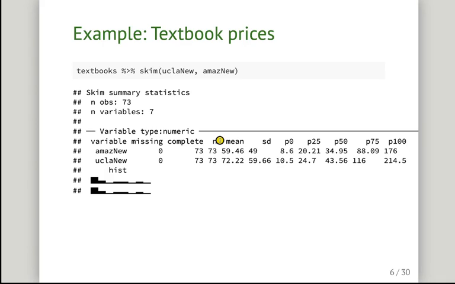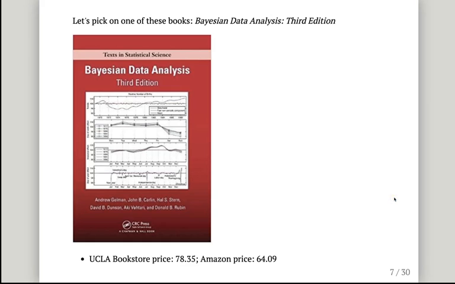Now, as you probably know, there's a ton of variability in textbook prices. Some courses require short novels, small books. Some courses require very large books. So let's pick on one of these books. This is Bayesian Data Analysis. This is the 3rd edition.